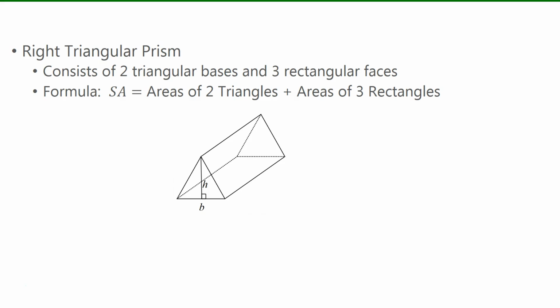Now for a right triangular prism, we have 2 triangular bases, which are equal, and then we have 3 rectangular faces, which may not be equal. Now the surface area is just going to be the areas of the 2 triangles added together plus the areas of the 3 rectangles. You need to remember now that the area of a triangle is base times height over 2, and a rectangle is just length times width.